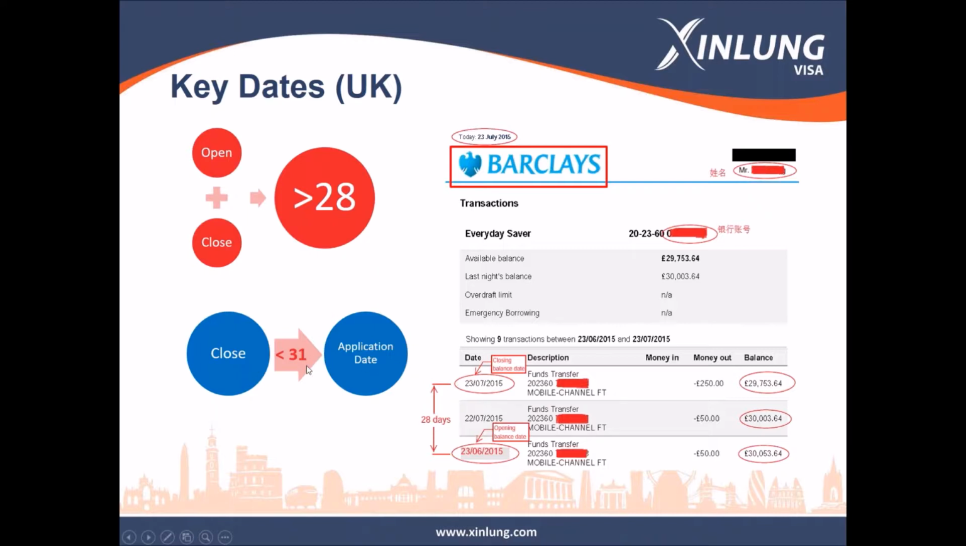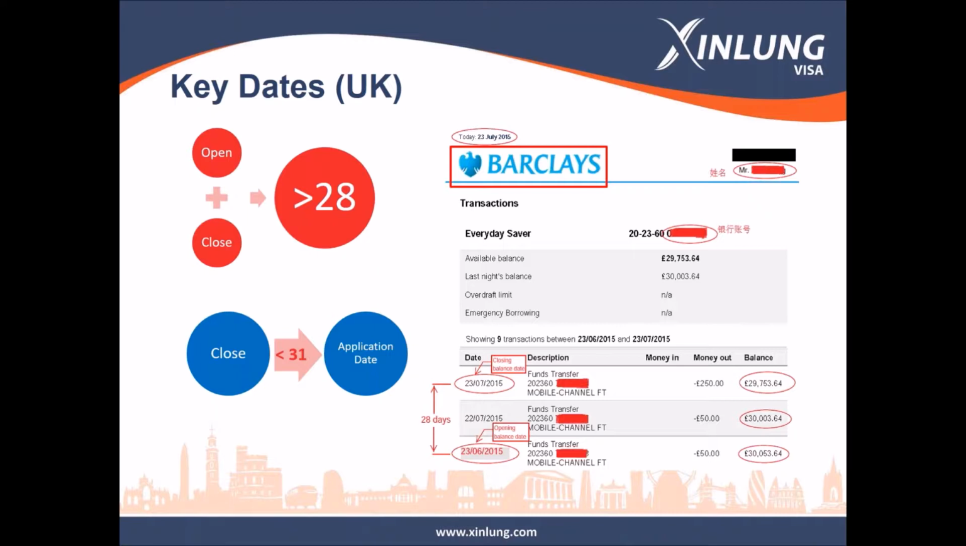So how do we check that then? We need to check the last balance date, which is the 23rd of July. So if the student wants to use this bank statement for his visa application, he needs to submit his application by 22nd of August, within the 31 days. So if he is going to submit his application any date beyond 22nd of August, he cannot use this statement because it's invalid for visa purposes.